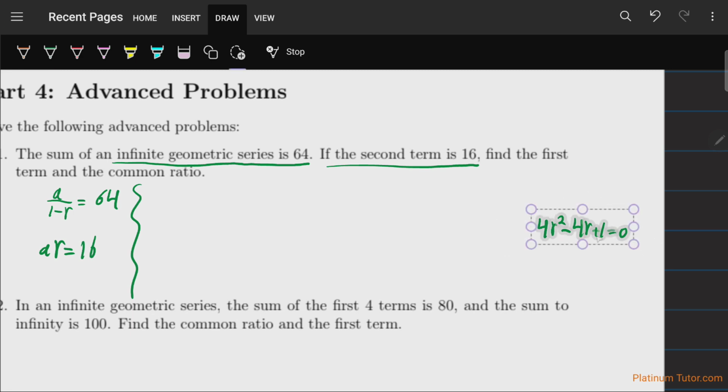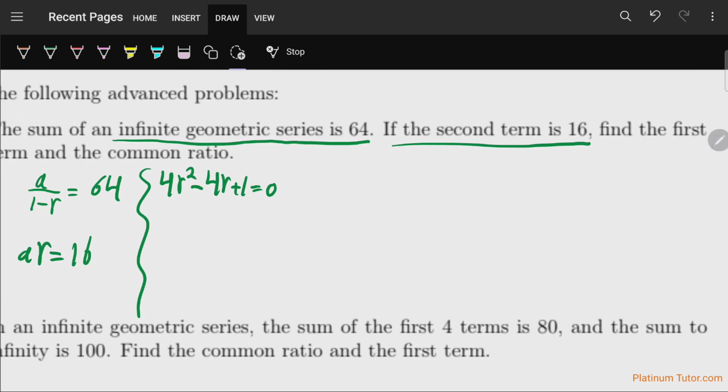All right, so here we go. So this is what we want to solve. We want to solve this for r. We're going to notice that this is a quadratic, right? It's r squared. And the way we solve quadratics always is by factoring, if possible. If not, we can use something like the quadratic formula.